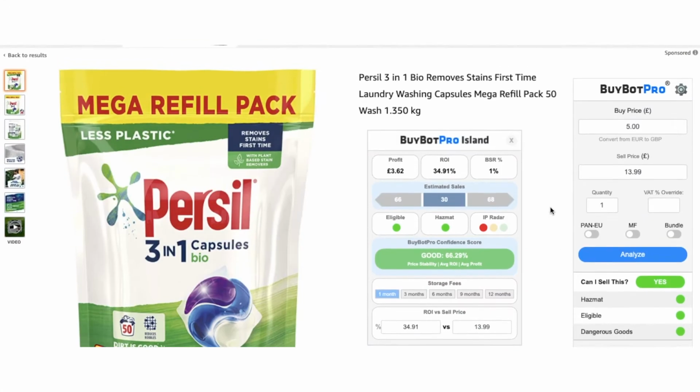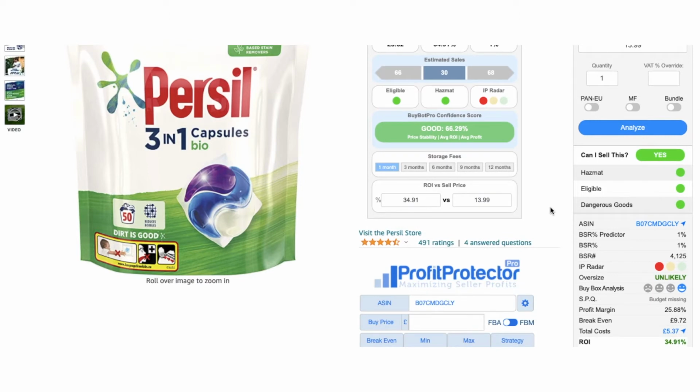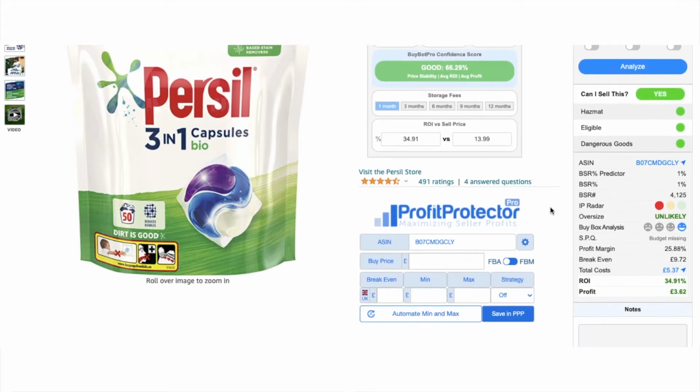So obviously that's a massive red flag. If you ever see this on BuyBotPro, just know that if you do continue to sell it after this, then you are selling it at your own risk. And that is completely up to you if you want to take that risk, but obviously it's not advised. That's why it's red. Massive risk, okay?